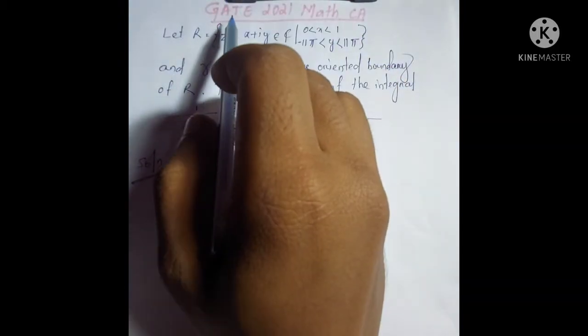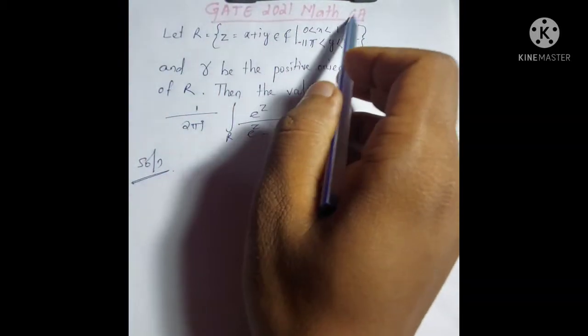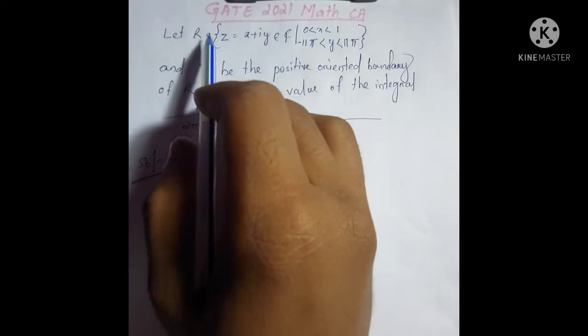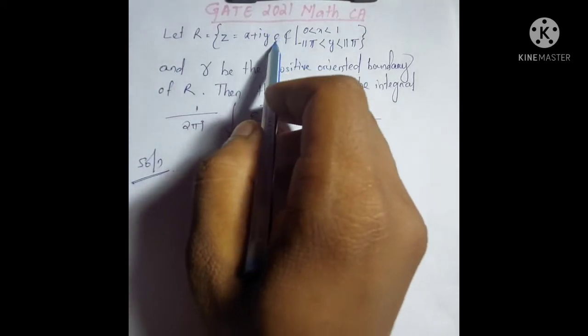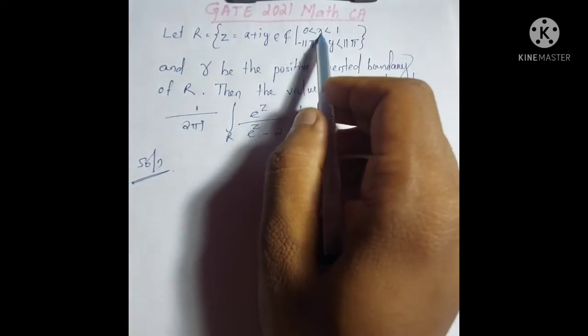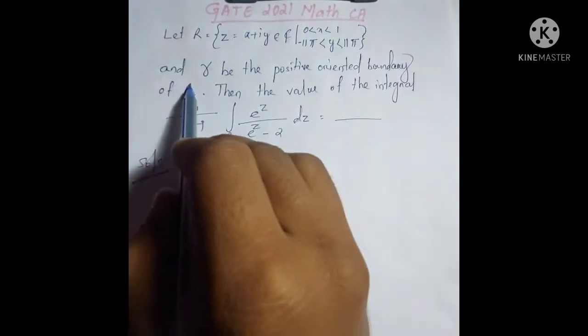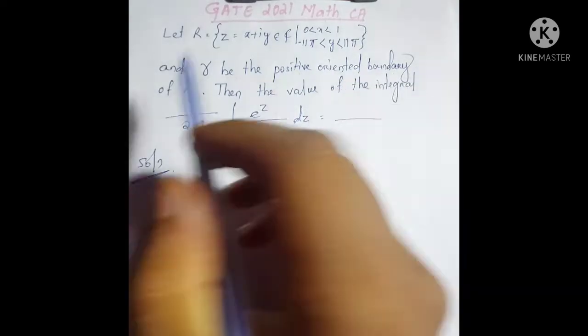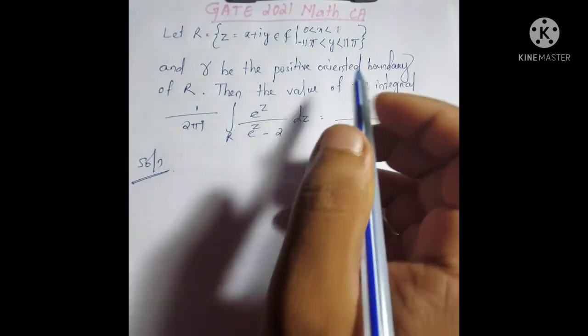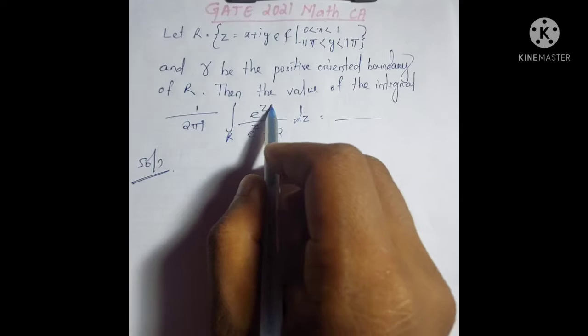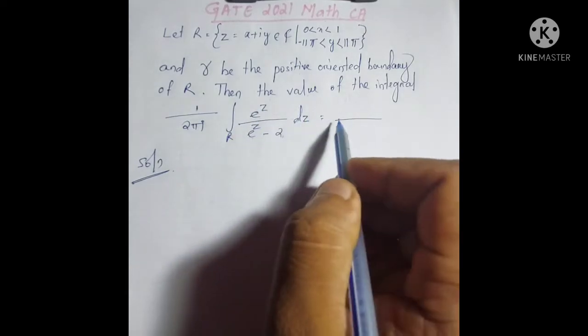Hello, let us solve one question from GATE 2021 Mathematics Complex Analysis. The question is: let R be the set such that z = x + iy belongs to the complex plane such that 0 < x < 1 and -11π < y < 11π, and gamma be the positively oriented boundary of R. Then the value of the integral (1/2πi) ∫ e^z/(e^z - 2) dz is equal to dash.